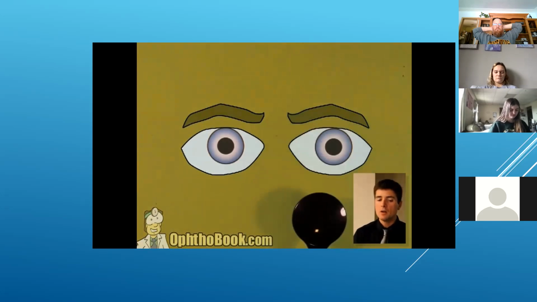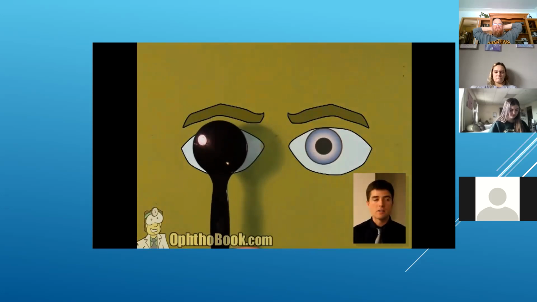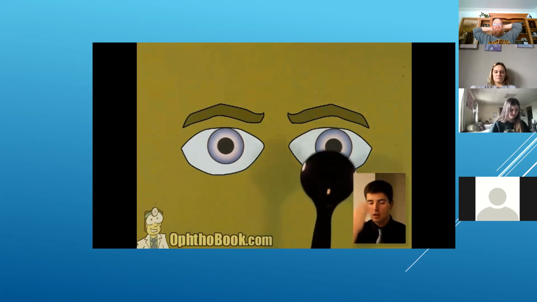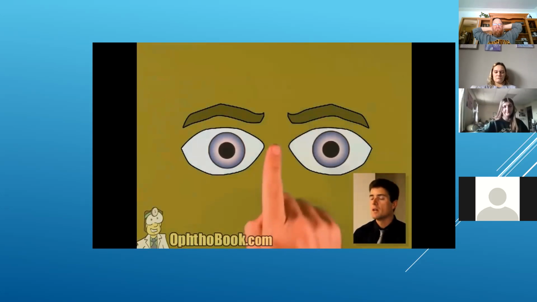Let's do a replay. We'll cover that other eye. This is a left exotropia. The eye is too far out, and when you force it to look by covering a good eye, it comes inwards. A left exotropia.